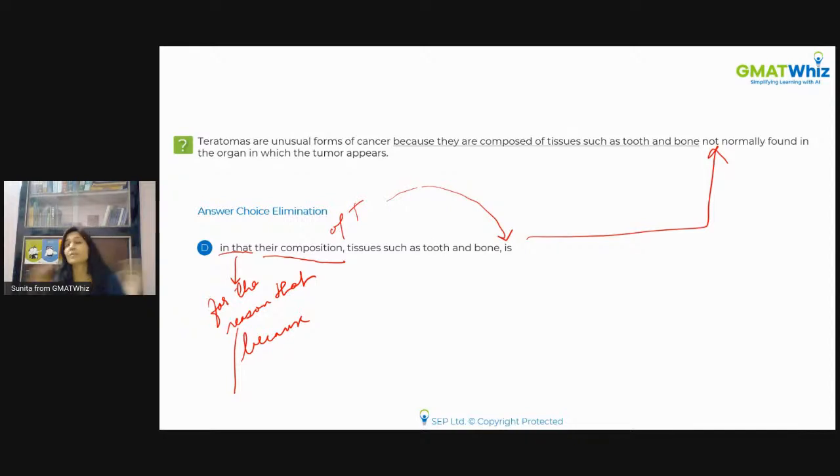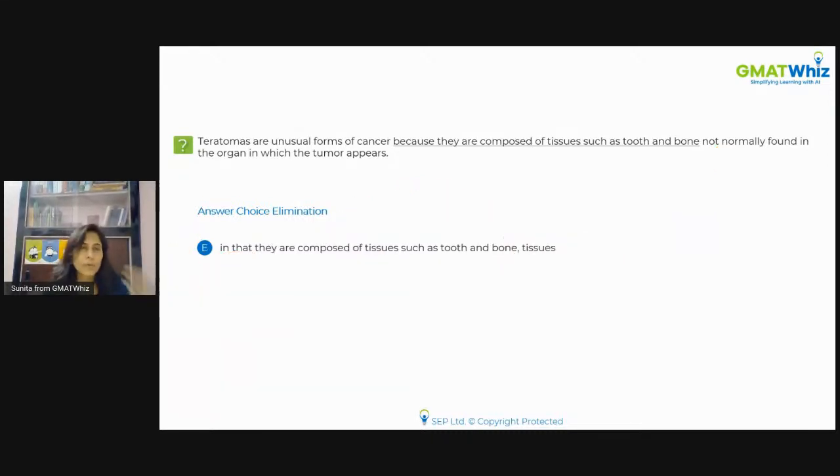Now, this is a totally different thing altogether. This is not per the intended meaning, apart from the fact that tissues such as tooth and bone is glaring out awkwardly there. What is it doing? Is it an example of composition? I don't know what it is. Now, D is definitely out. Nobody marked D, so I'm not going to dwell on that much.